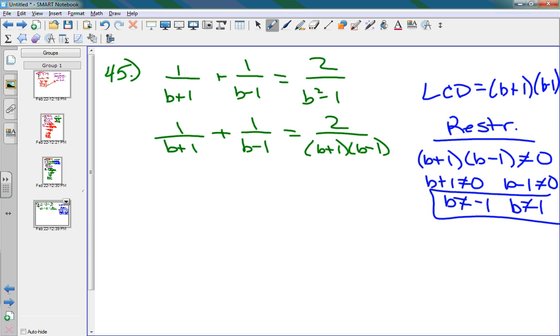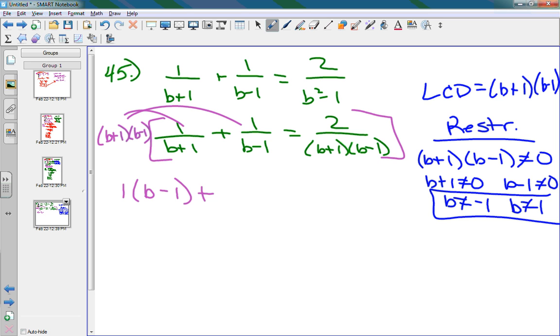Okay, now what? Time for all of them to leave from the denominator. What am I left with? 1 times b minus 1 plus the second one, 1 times b plus 1, and lastly, is equal to 2. Do I need those parentheses? No, I do not. So b minus 1 plus b plus 1 is equal to 2.